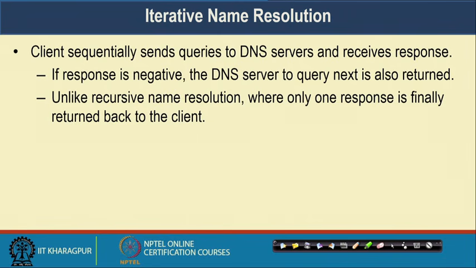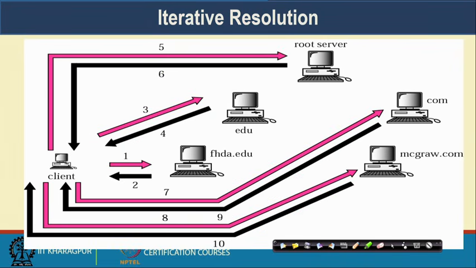If the response is negative, the DNS server to query next is also returned. So, if it does not have the answer, it returns which DNS server to query, unlike recursive resolution, where only one response is finally returned. In the recursive case, the server itself recurses to the other. In case of iterative, if it does not have the answer, it sends the address of the next DNS server. So, this is what we are discussing as recursive resolution.